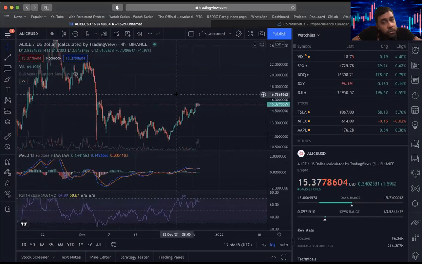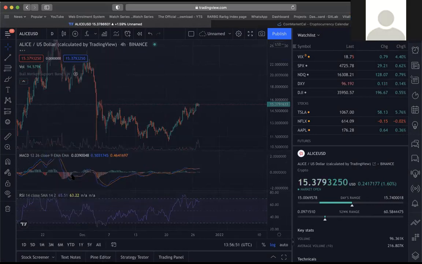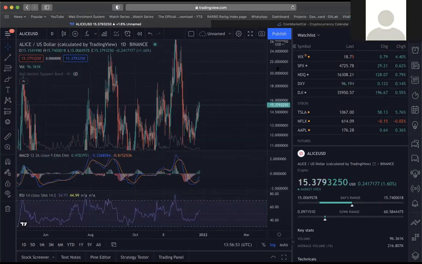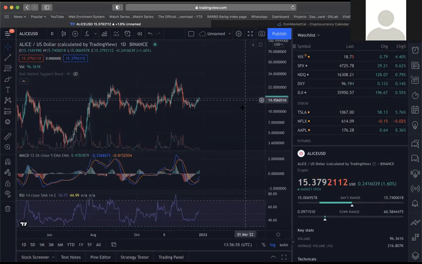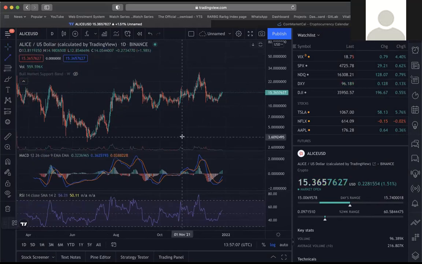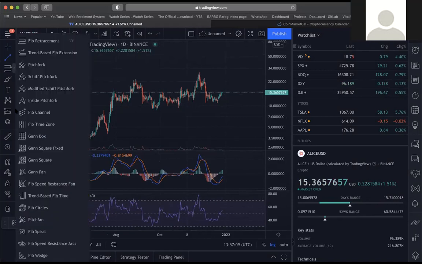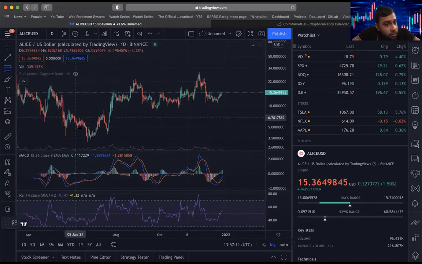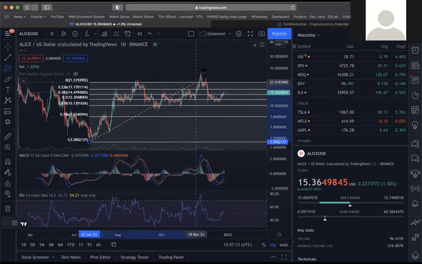Daily is also fine. Okay, let's go daily. We'll see the bigger picture. So guys, you can see if we draw the trend line support all the way down, we have a decent bounce. You want me to draw with the fib? Even with the fib, go for it.